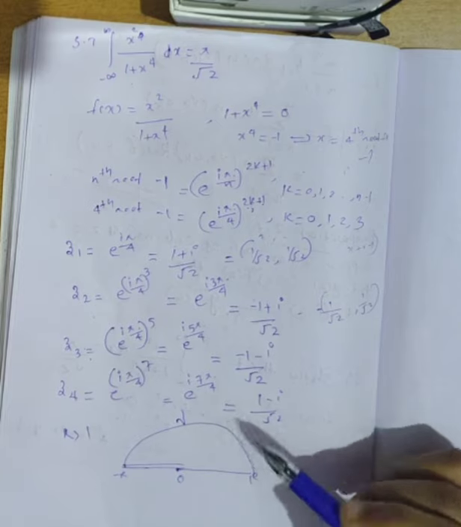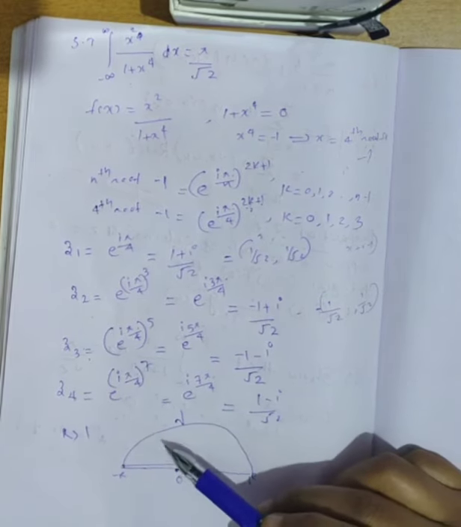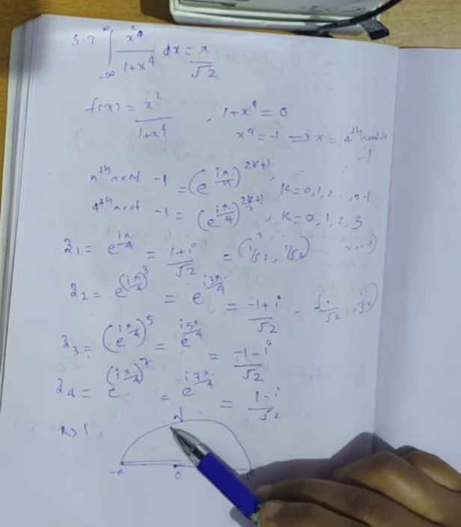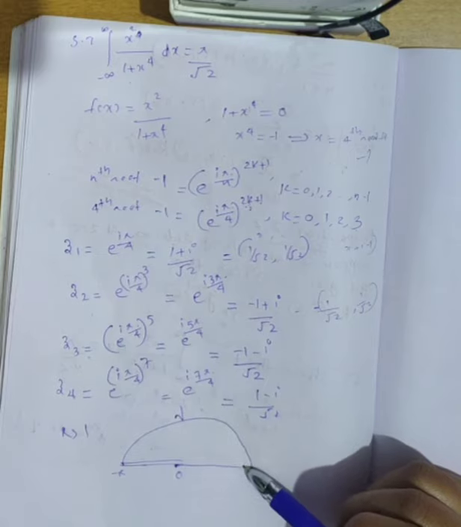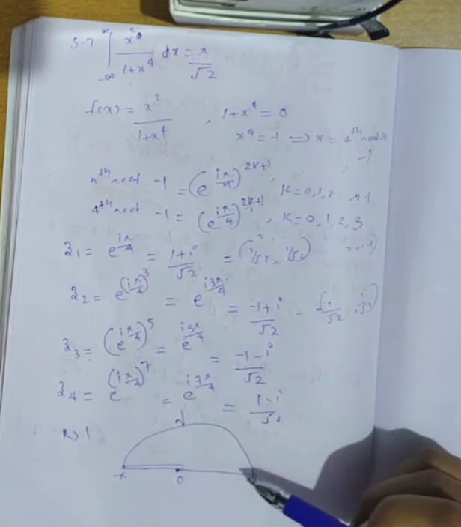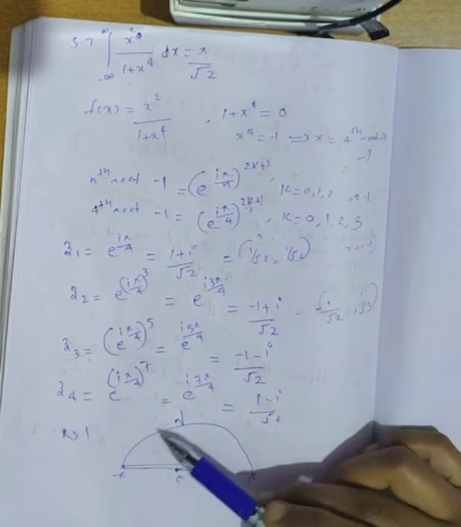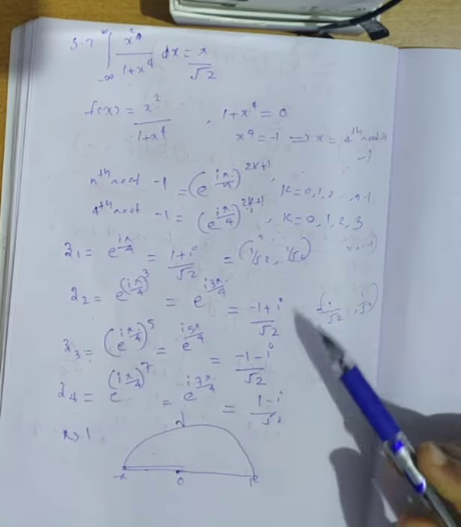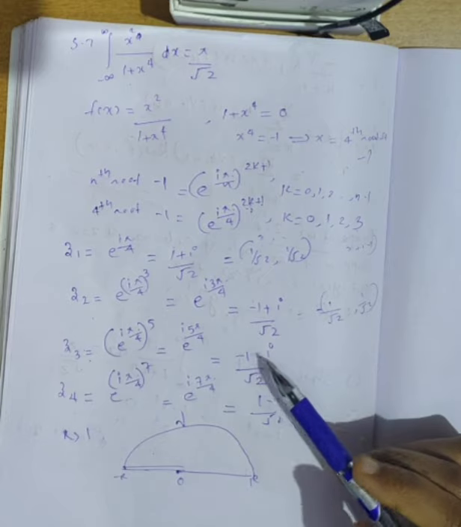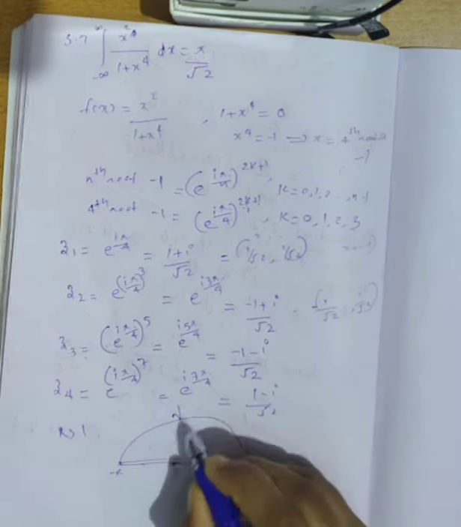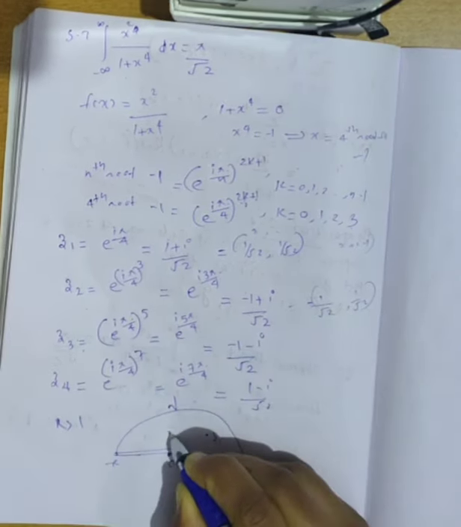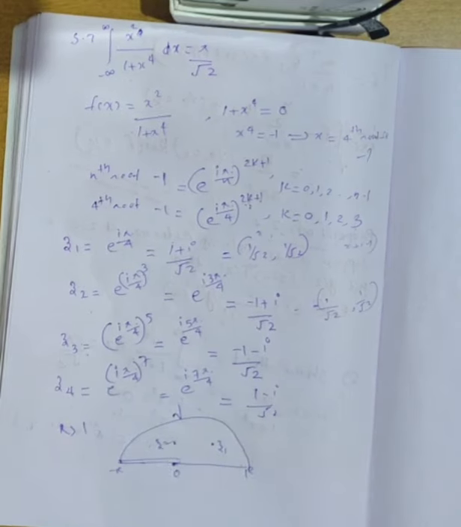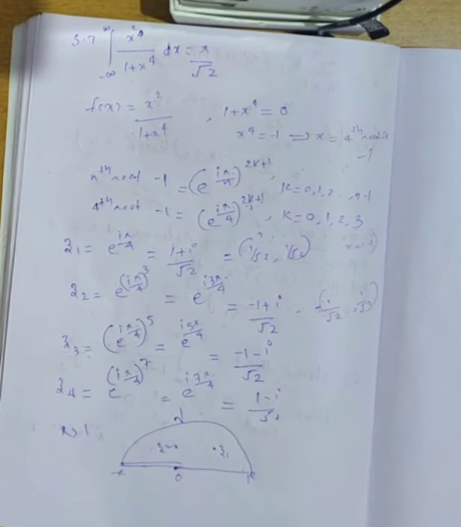That means this gamma is a closed path which is the boundary of the upper half plane of the disk of radius r. The upper half plane boundary of this disk of radius r is gamma. And we know that our Z1 and Z2 lie in the upper half plane. Then we can apply our residue theorem.